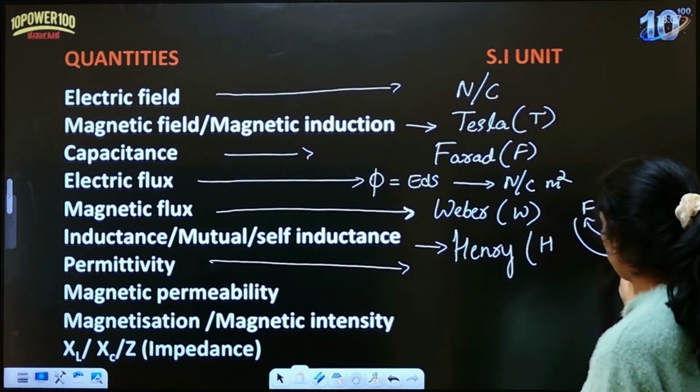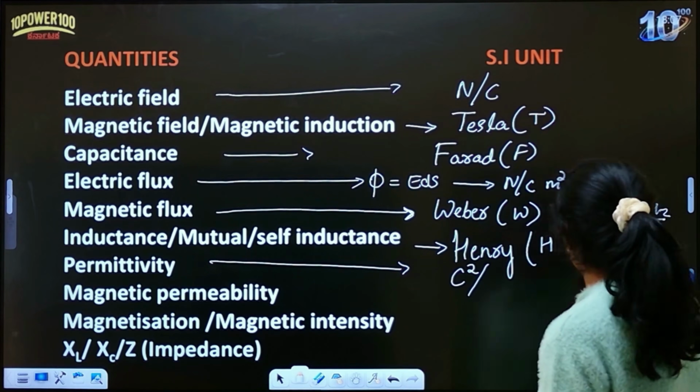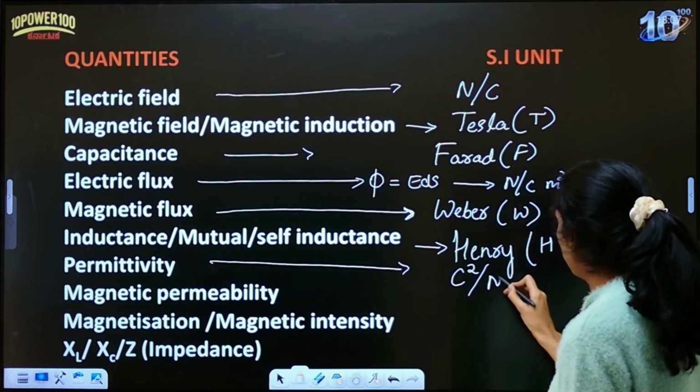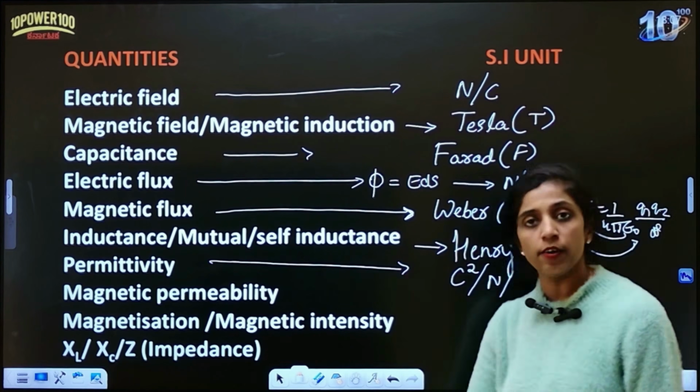So what will be the SI unit of epsilon naught? Charge into charge, that is Coulomb square; force is in the denominator, so per Newton, and distance square per meter square. So this will be the SI unit of permittivity.